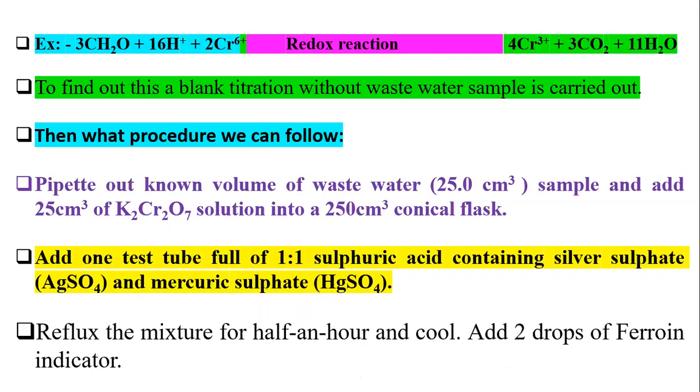Next, you add the mixture of K2Cr2O7 and wastewater, reflux for half an hour and cool. You heat it because at high temperature the oxidation happens completely. After cooling, you add 2 drops of indicator. Ferroin is the indicator.